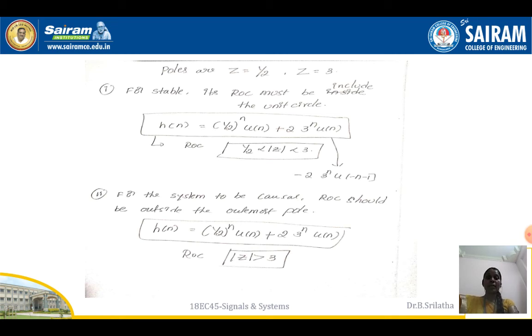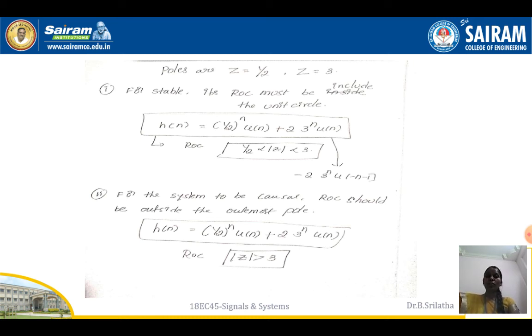The same thing for the causal system: the ROC should be outside the unit circle, so we have to consider |z| greater than 3. Then only can we consider it. In that case h(n) = (1/2)^n u(n) + 2(3)^n u(n). Clear the difference? If any system is said to be stable, the ROC must include the unit circle, not be outside. If the system is said to be causal, the ROC should be outside the outermost pole.